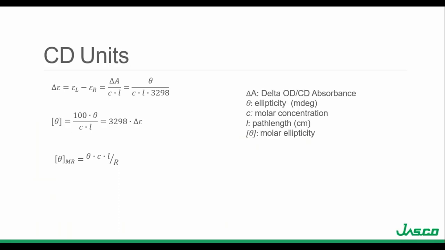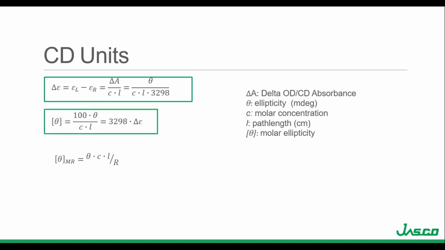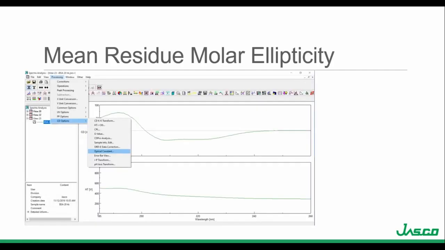CD spectra are reported as ellipticity and measured in units of millidegree, but can easily be converted based on the user's application. So delta epsilon, or the molar absorbance, normalizes the circular dichroism spectra based on concentration and path length. Molar ellipticity also accounts for path length and sample concentration. And then when analyzing the secondary structure components, the number of amino acid residues in the protein must be accounted for, and the ellipticity is converted to mean residue molar ellipticity.